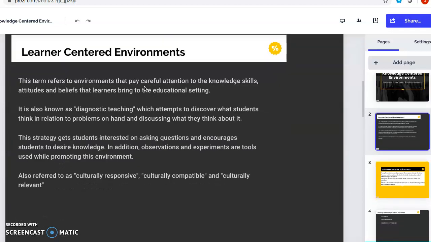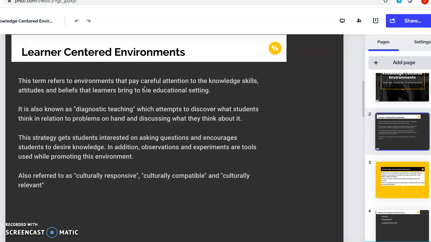The first one we're going to look at is learner center environments. So this is pretty much just environments that are centered towards the learner and their interests, and getting the students to talk about what they like, talk about what they believe about certain issues. This also is known as culturally responsive or culturally compatible and culturally relevant learning environment. So making sure that students have the choice to speak their opinion on certain things, and also it really encouraged students to learn.